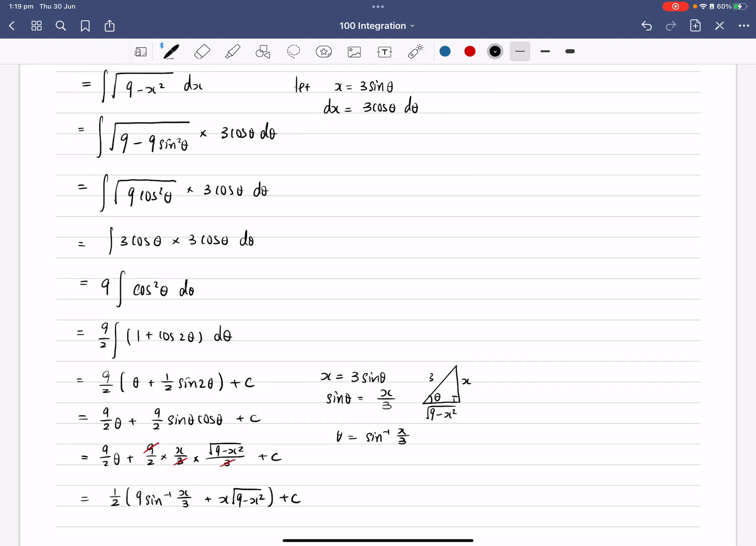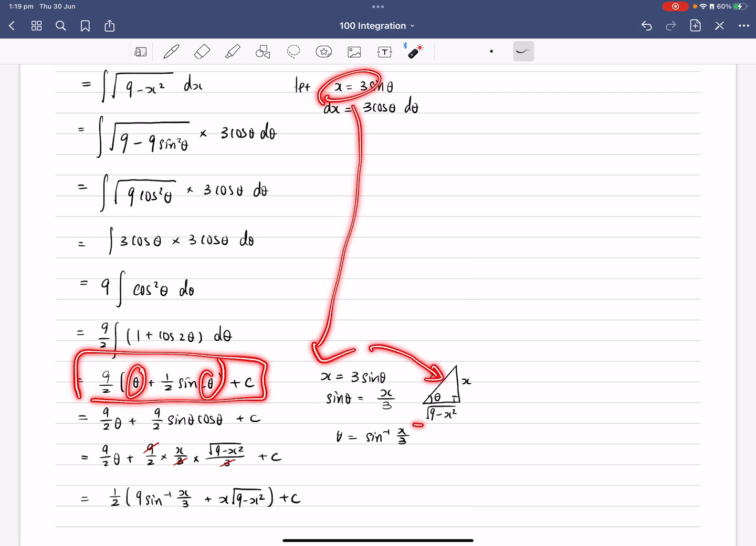So we simply use a trig substitution to work out the answer, but most importantly, once you get the result here, we still need to replace the theta by the value of the x by using a right angle triangle and also the inverse trig here.